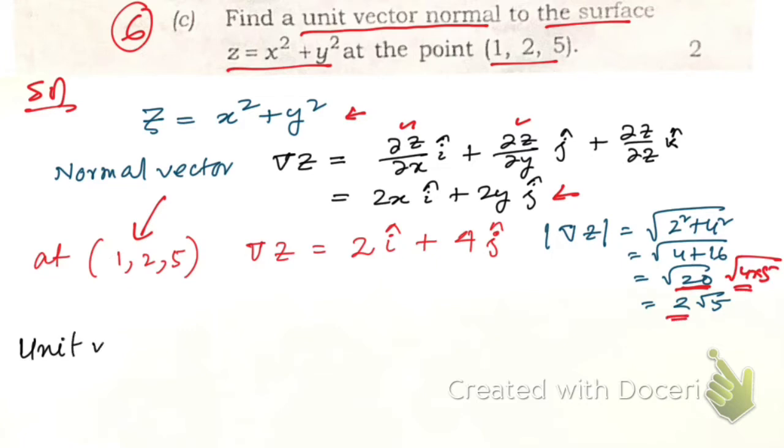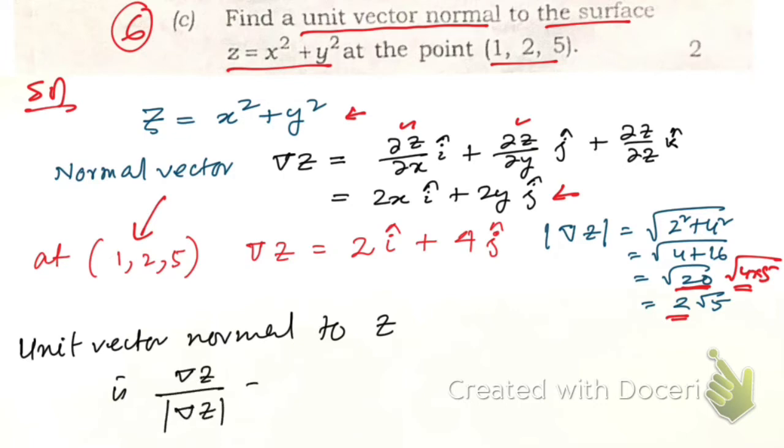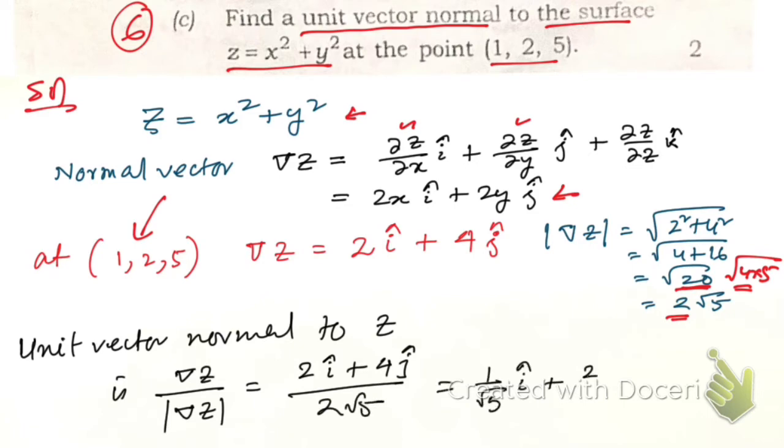So the unit vector normal to z is nothing but grad z by magnitude of grad z, right? That's going to be equal to, we know that grad z we have got 2 i cap plus 4 j cap, divided by its magnitude 2 root 5, and if you evaluate this, then you will get this. So this is our result, right? Hope you have understood this. So this is your answer. Now let's move on to the next question.